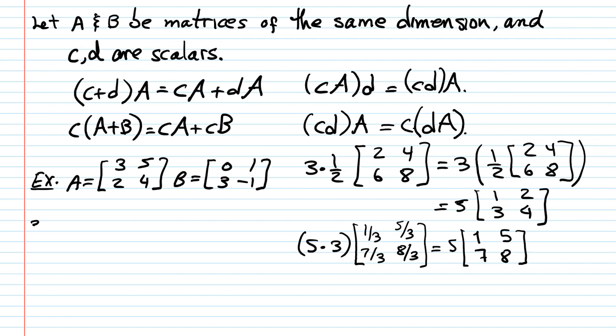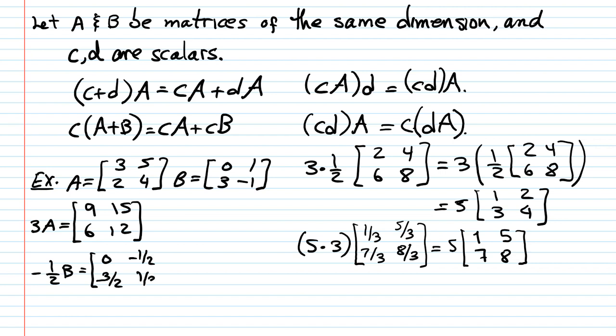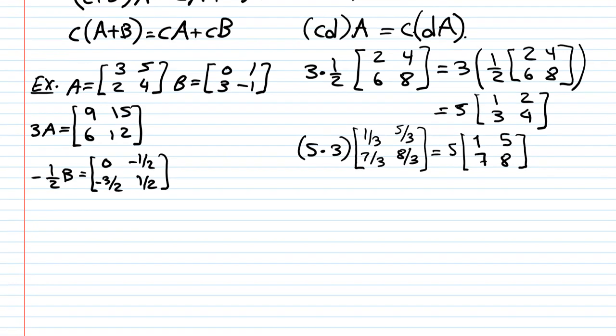Okay, and suppose I want to do 3A. Well, 3A means you triple every element of that matrix. And -1/2 B, that's going to be 0, -1/2, -3/2, and 1/2. You divide every element of matrix B by 2 and change the sign.